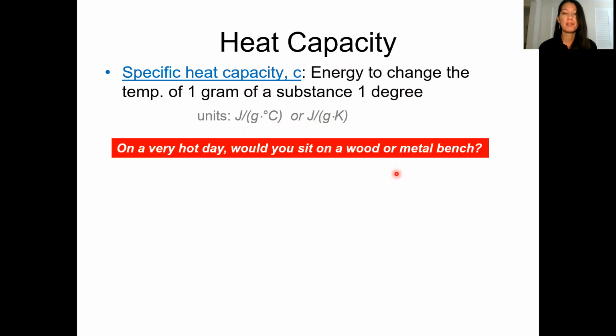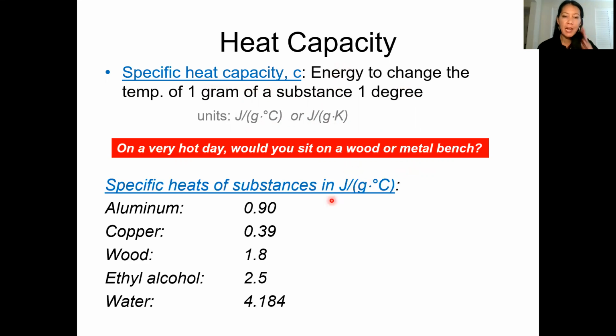So you already know about specific heat capacity. We know that the metal bench is going to be hotter just from experience. Why? The reason is it has a lower specific heat capacity than the wood. So here's a snapshot of some specific heats. Aluminum is a metal here. This one has a specific heat of 0.9. So based on this scale, it takes a small amount of energy relative to the others to raise the temperature of 1 gram of aluminum 1 degree. Wood, on the other hand, you need twice as much. So that's specific heat in a nutshell.